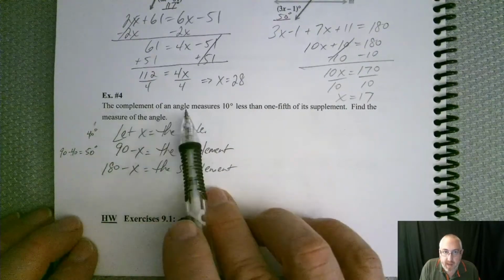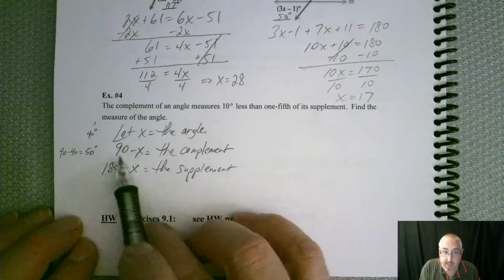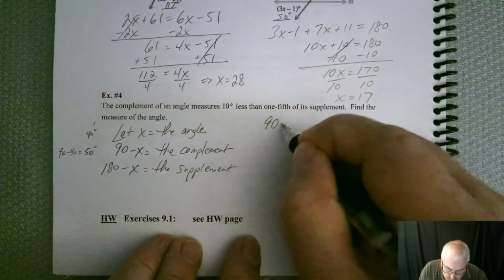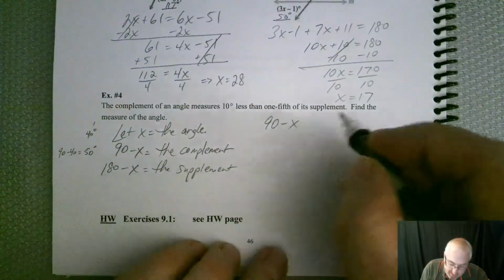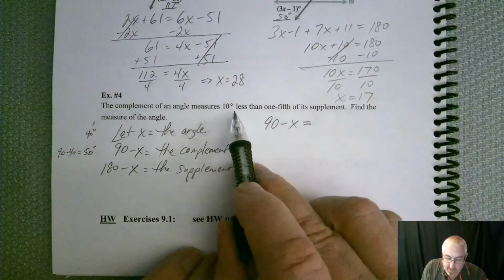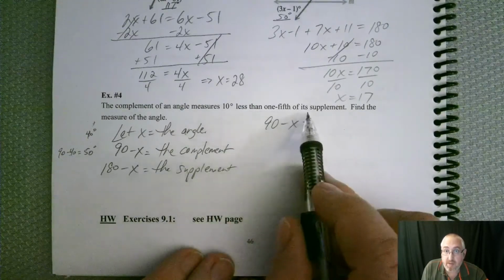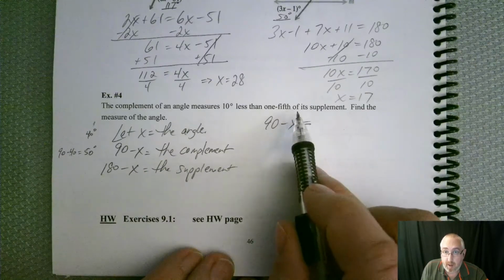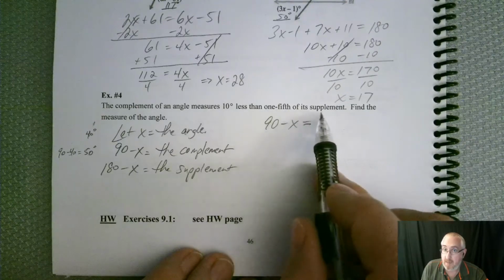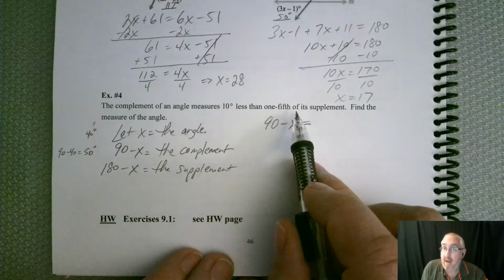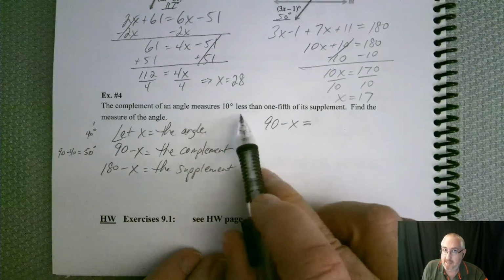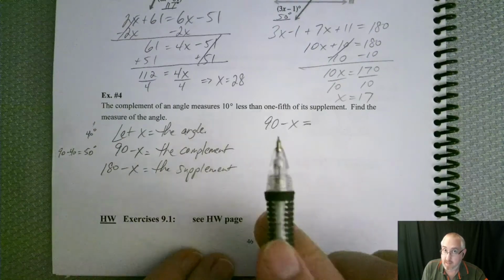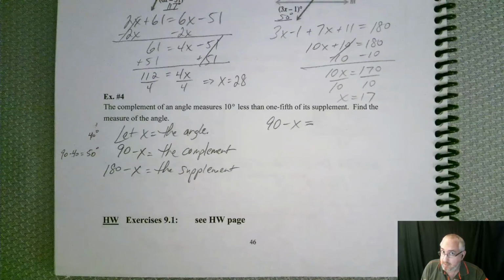So the complement of an angle, which is this 90 minus x, measures, which is another way to say equals, 10 degrees less than 1/5 of its supplement. Now remember, of means what operation? 1/5 of its supplement. 1/5 times its supplement. Now, what about less than? What operation is less than? It's subtraction. Now, do we have to worry about this subtraction though?